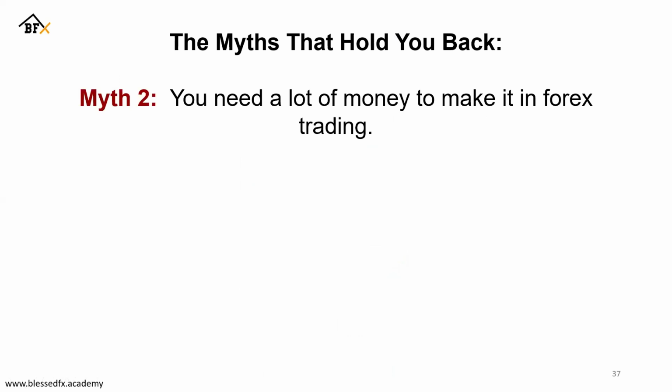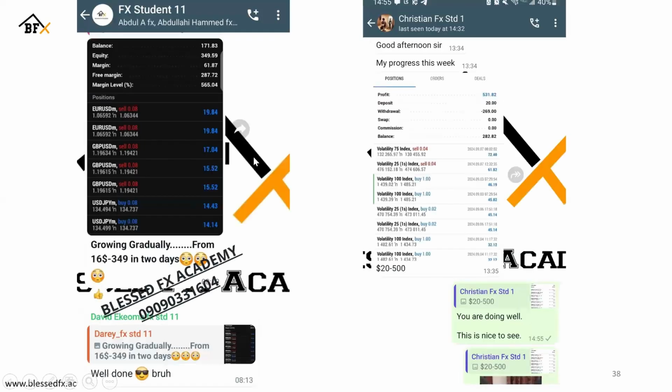If you know how to trade, you can also flip your account, or you could even grow your small account gradually. However, you don't need a lot of money. Because this is my student that started with $16. It became $349 in 2 days, more than 20x, right? More than 20x, okay? This one started with $20. You can see the deposit, $20. He has already withdrawn $269. See right there on the app.